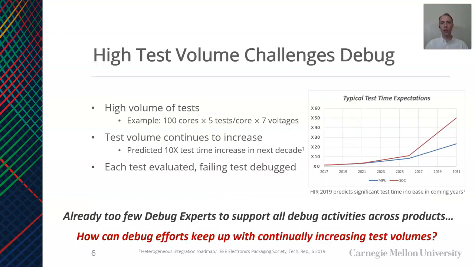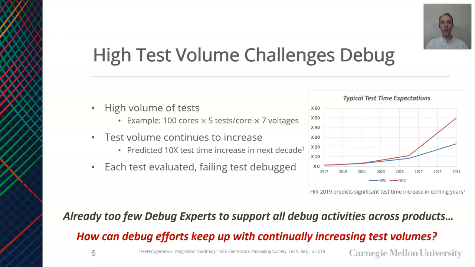Modern IC products have an enormous volume of tests, where many different cores must undergo multiple tests across multiple performance modes. Even for a test population where the vast majority are stable upon initial evaluation, a small percentage of such a high volume of tests still leads to significant debug effort requirements. Furthermore, the rate at which this test volume increases is only expected to accelerate in the coming decade. The 2019 Heterogeneous Integration Roadmap predicts a 10x increase in test time between now and 2031.